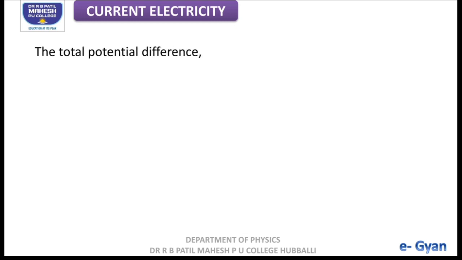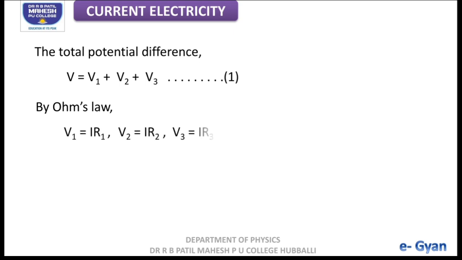Total potential difference across the combination is given by V = V1 + V2 + V3. Let this equation be 1. By Ohm's law, V1, V2, V3 are given by V1 = I R1, V2 = I R2, V3 = I R3.